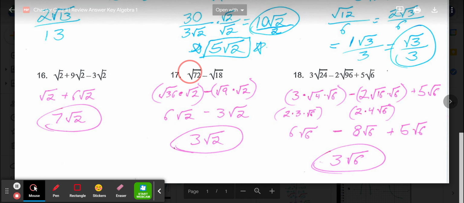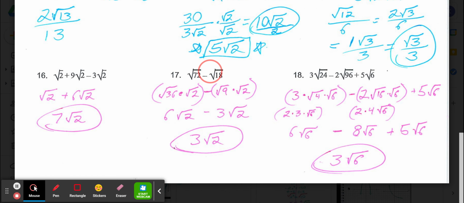In 17, we have square root of 72 minus square root of 18. So when I factor out my perfect squares of both, square root of 72 is the same as square root of 36 times square root of 2, which is 6 square roots of 2. Square root of 18 is square root of 9 times square root of 2. Square root of 9 is 3, so that's 3 square roots of 2. So this is 6 square roots of 2 minus 3 square roots of 2. 6 minus 3 is 3, so our final answer would be 3 square roots of 2. Because they share the square root of 2, we can combine them.